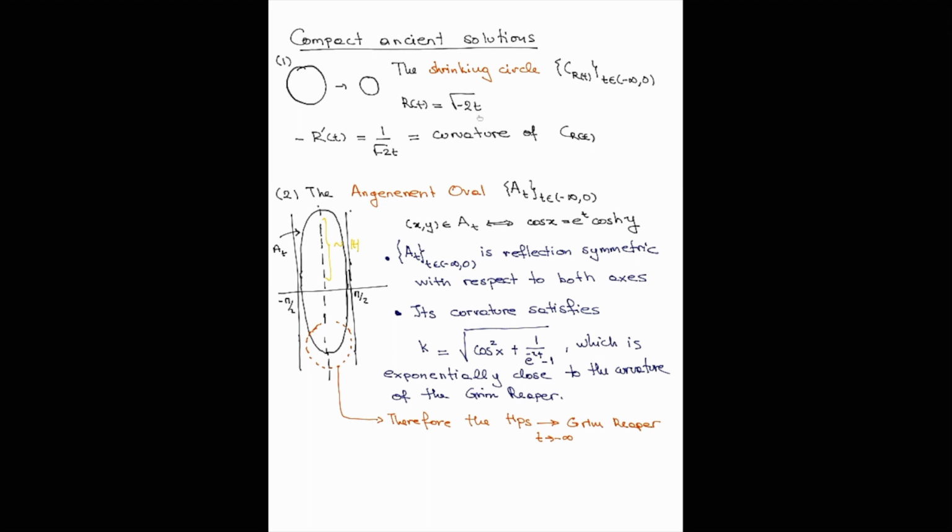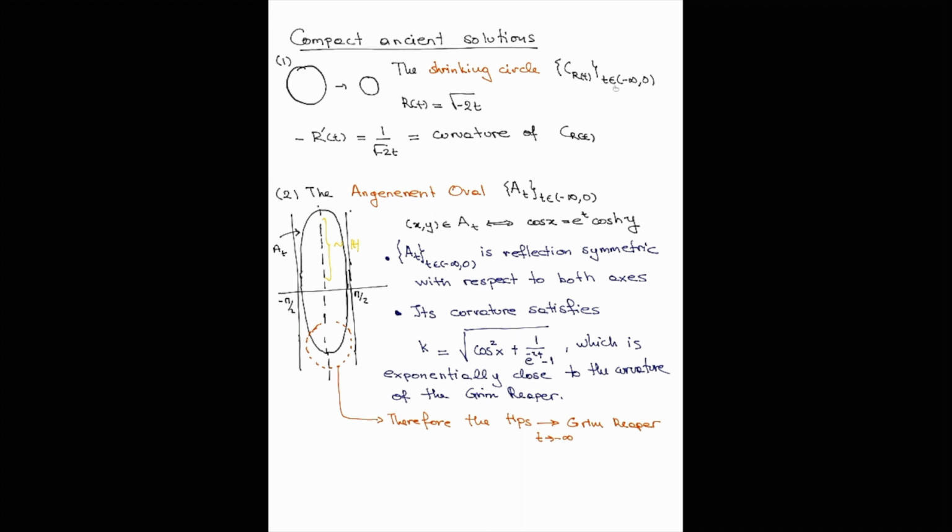You see, as t goes to minus infinity, this goes to infinity, so I get circles of larger radius. And when t goes to 0, I get a point. And when you compute minus r'(t), this gives you 1 over the square root of minus 2t, which is the curvature of the circle of radius r(t). So this family satisfies curve shortening flow.